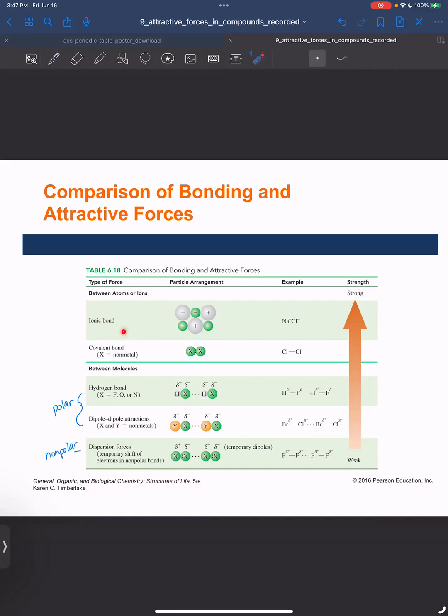These are the different types of bonding. So covalent bonding: that's the attractive force, but a covalent bond is a sharing of electrons. That's stronger than an intermolecular force or attractive force here. And then the strongest bonding is ionic, because it's such a strong electrostatic attraction between positive and negative ions.